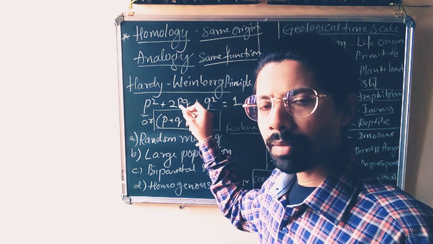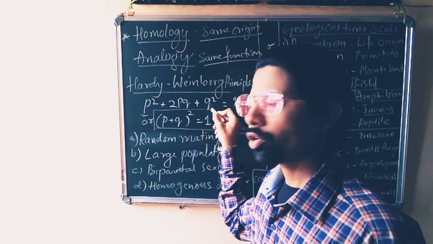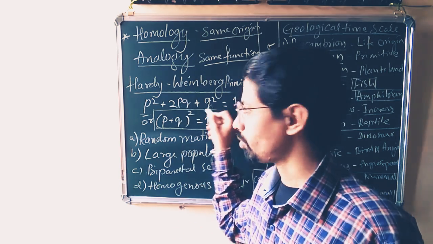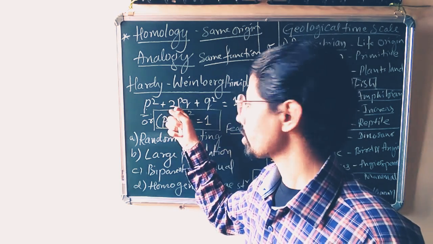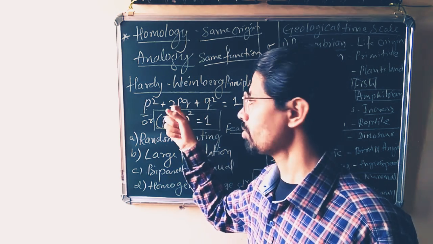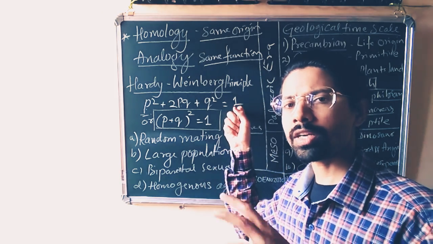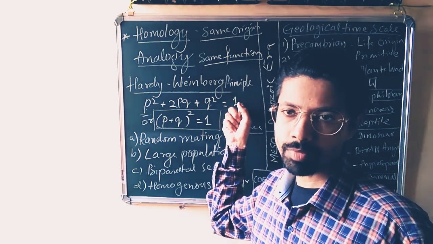2pq is the sum total of heterozygous alleles in the population. q square is homozygous recessive. This is homozygous dominant, this is heterozygous, this is homozygous recessive. Dominant, recessive, and heterozygous together equal 1. 1 is the sum total of all the set of allelic frequencies in a randomly mating population.